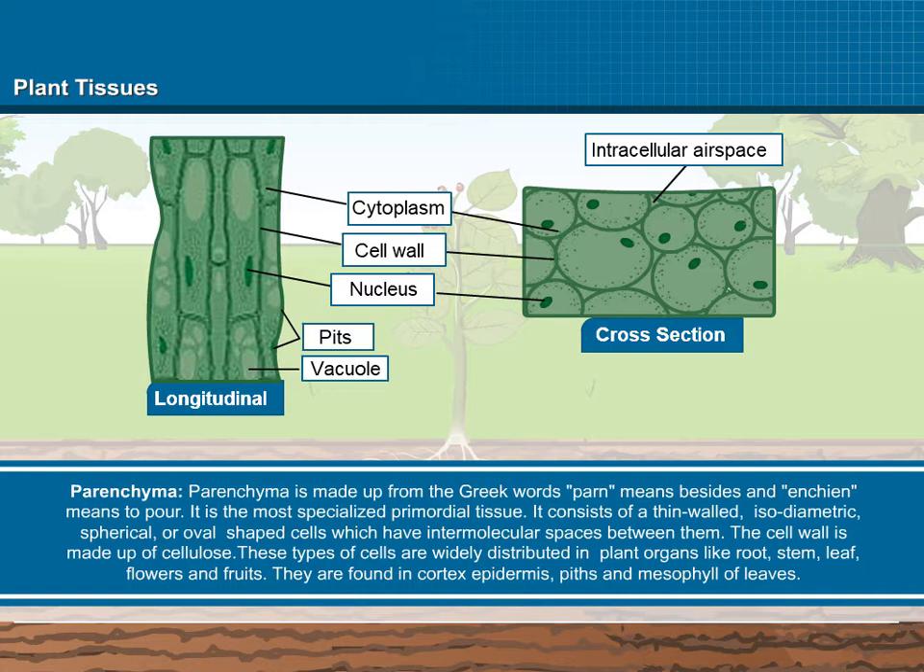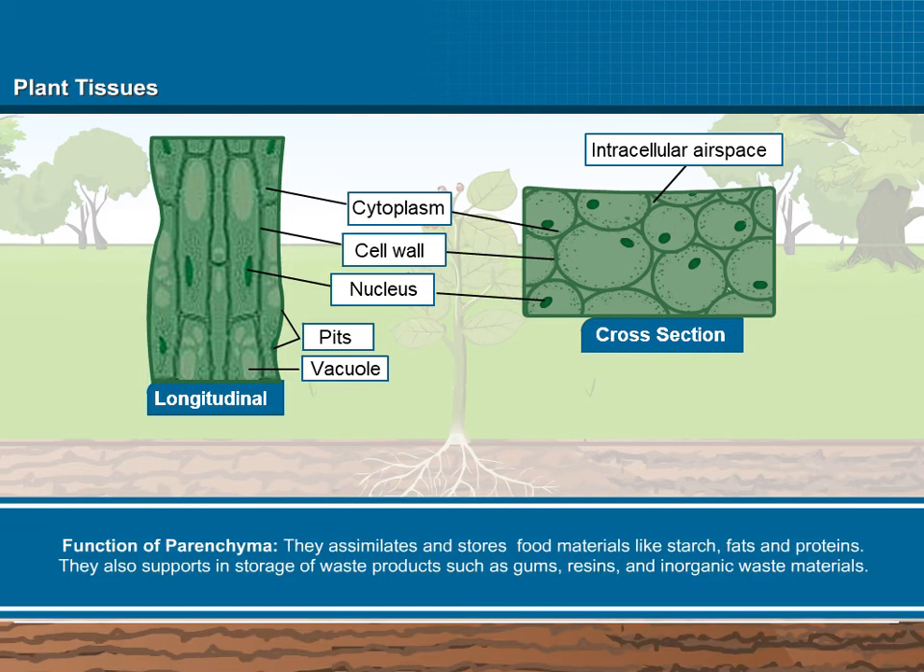It is the most unspecialized primordial tissue. It consists of thin-walled, isodiametric, spherical or oval-shaped cells which have intercellular spaces between them. The cell wall is made up of cellulose. These types of cells are widely distributed in plant organs like root, stem, leaf, flowers, and fruits. They are found in cortex, epidermis, piths, and mesophyll of leaves.